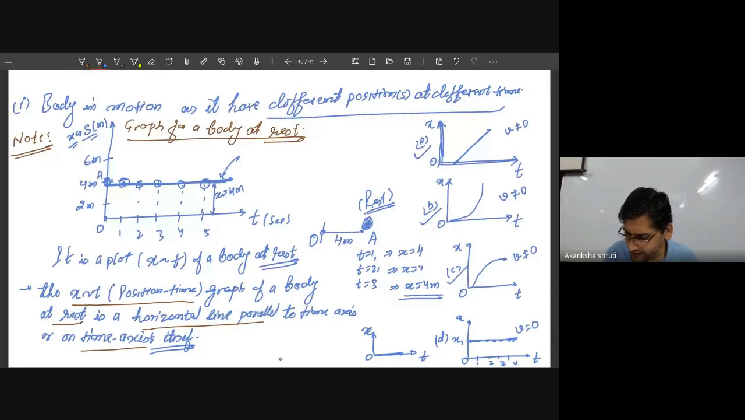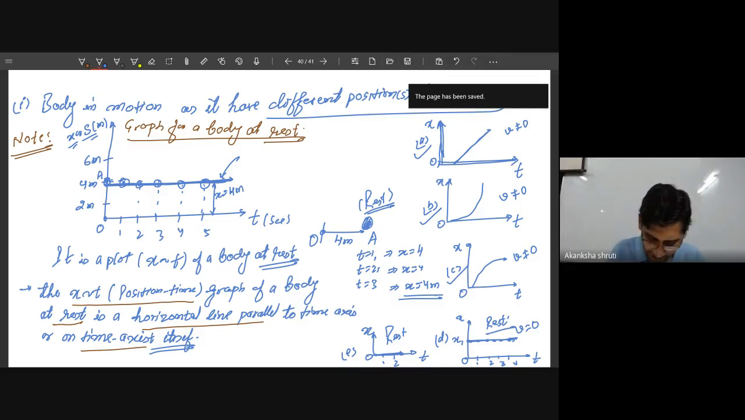So this is for the rest, and this is also for the rest. So this is also for the rest. So this is the graph, which is on the time axis itself. Get it? So this we have learned even last day also. Today I have given you the revision so that you can understand better whatever we are going to learn today.